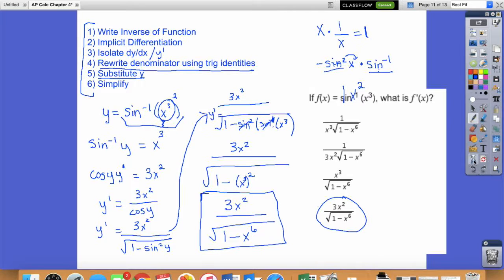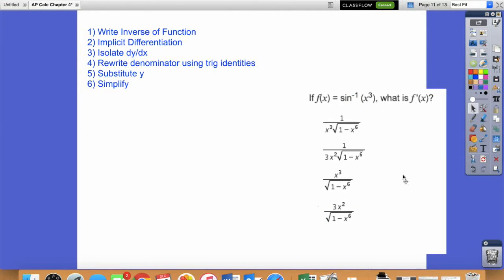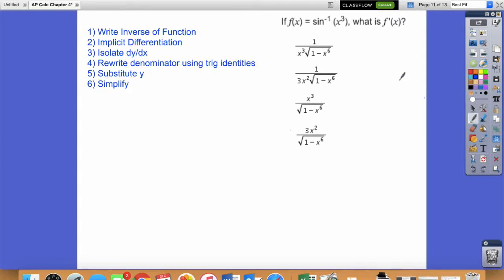So here is our problem. We have, if f of x equals the inverse sine of x cubed, they want to know what is the derivative of this. The steps that I'm using are going to be kind of long, but you'll get the hang of it after a while. If you watch the videos on the program, they use a different method, but I feel more comfortable just following these steps. If you want to see the other method, feel free to watch the videos online. So basically we are going to follow these steps.